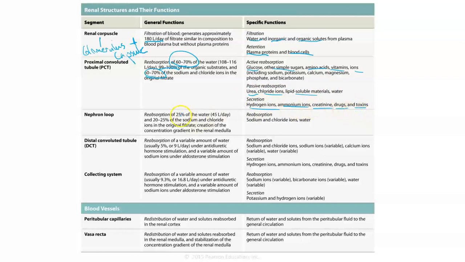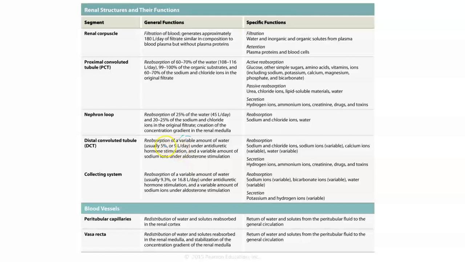Okay, in the nephron loop, this is mostly reclaiming water and sodium and chloride. So this would be 25% of the water, and then 20 to 25% of the sodium. So between the proximal convoluted tubule and the nephron loop, mostly everything that you're going to be reabsorbing has been reabsorbed. Now there's a variable amount of reabsorption that can occur in the distal convoluted tubule.